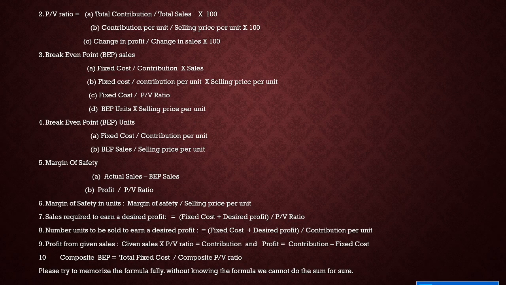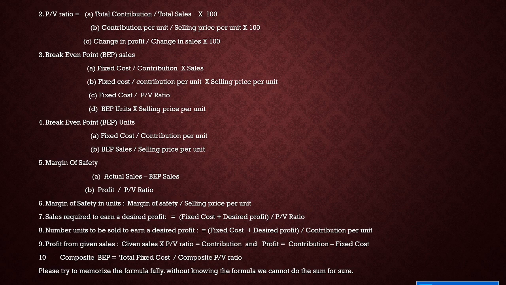Margin of safety, how is it calculated? It is the difference between the actual sales minus BEP sales. In other words, the second way, the profit divided by PV ratio. So any formula you're going to use, you'll get the same answer. There's no difference in answer by using the formula. If you use the first formula or the second formula for margin of safety, the answer is going to be the same. The answer is not going to differ in any way.